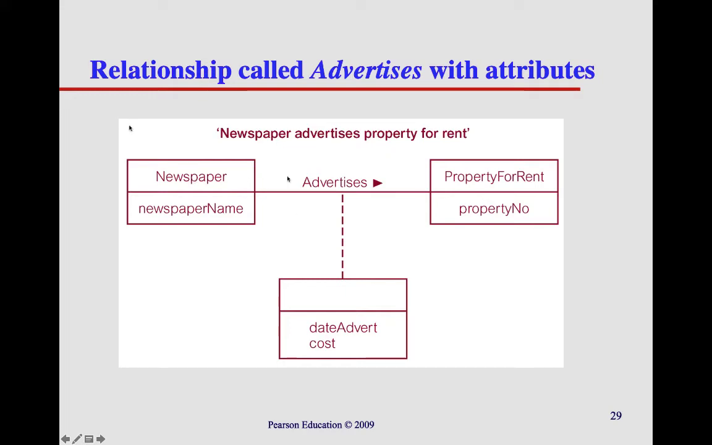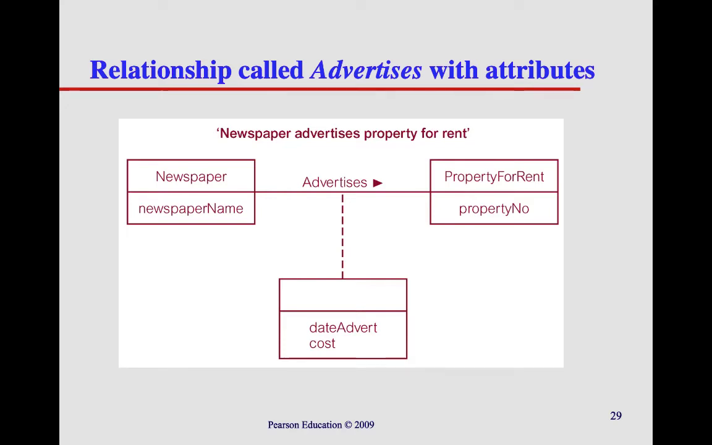So here, newspaper advertises properties for rent. Now, anytime a relationship has attributes, you can bet your bottom dollar it will appear as a relation in the database, because you will need a table in order to represent those descriptive attributes.